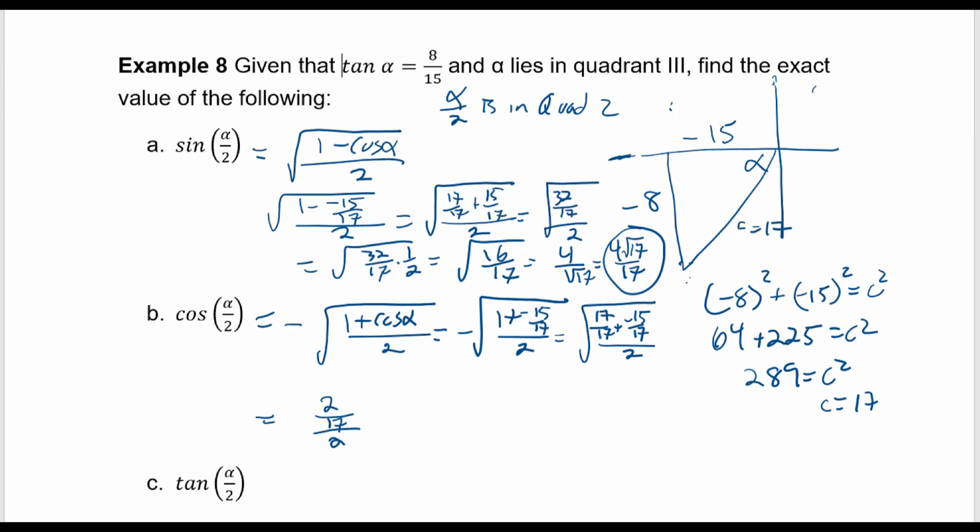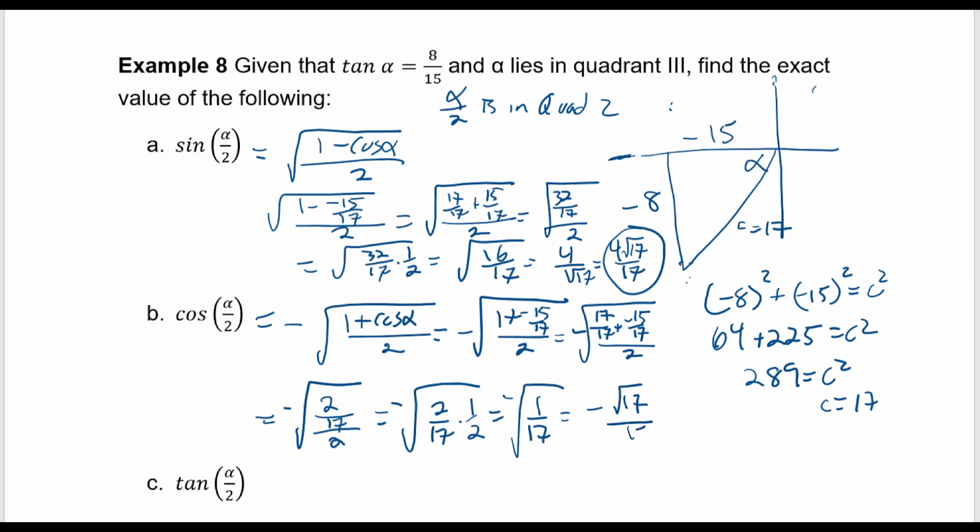Let me just clean that up a little bit. So it's going to be the square root of 2 over 17 times 1/2. Square root of, that reduces, we have 1 over 17. Oh, we said it was negative, I forgot the negative. So if we rationalize the denominator, it's going to be negative the square root of 17 over 17.